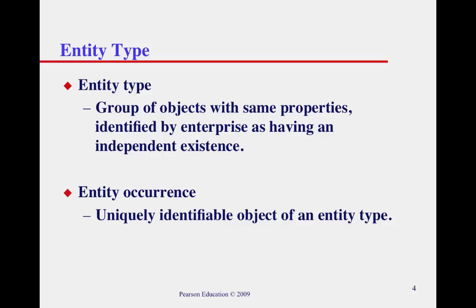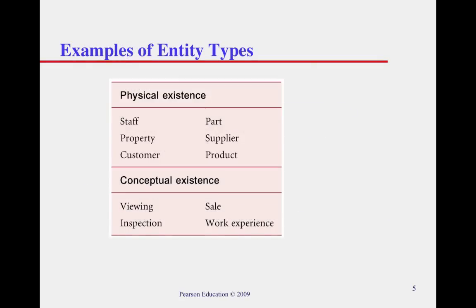And if you're doing a relational model, the entity type is going to be a relation, and an entity occurrence is going to be a tuple. Okay, so here's some examples of entity types. The big thing is you can have either physical ones or conceptual ones. So the physical ones are often easy to get. Things like staff, property, customer, or in our hotel scenario, hotel and guest.